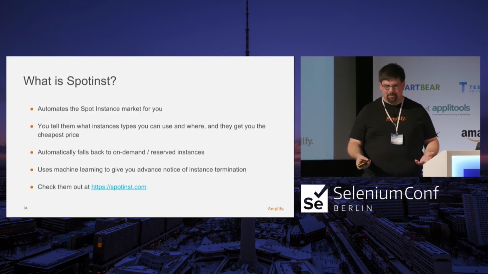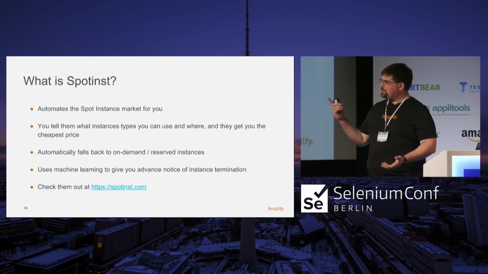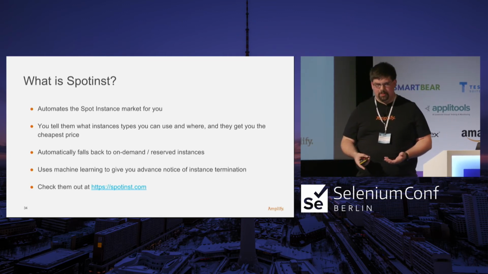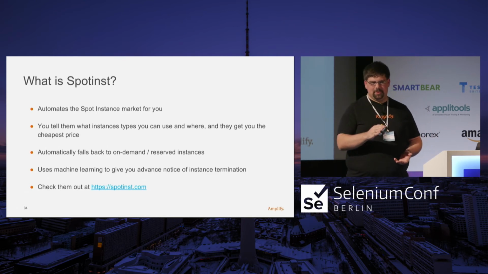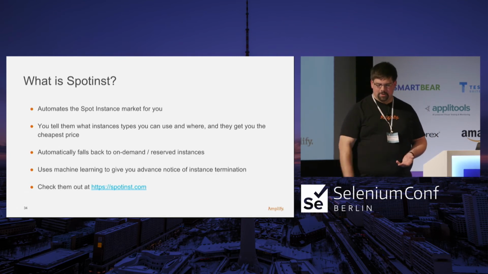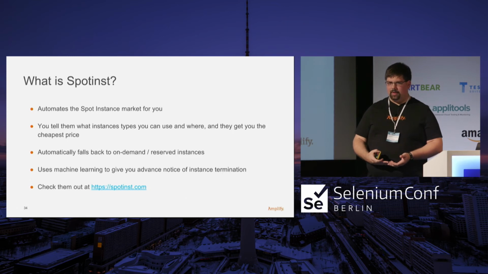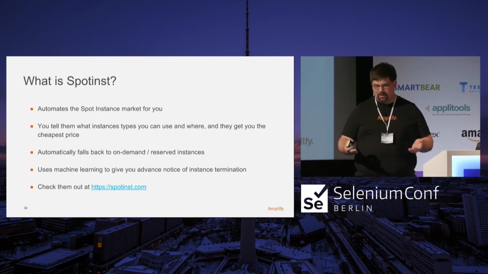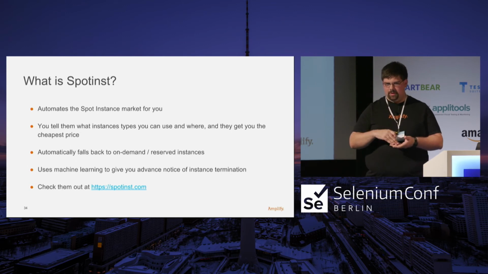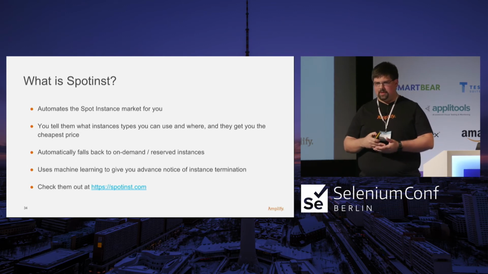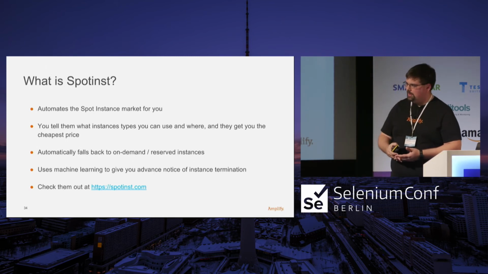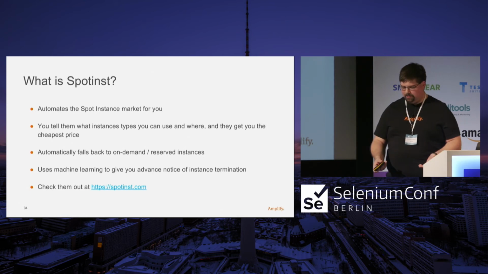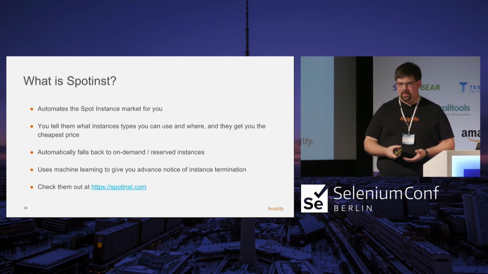So our answer was to use Spotinst. Spotinst is another vendor, and what they do is they automate the spot instance market for you. So you can go out to Spotinst, you can tell them, okay, I'm interested in C4 X large nodes. I'm interested in having them in the west coast of the US. And basically, they try and get you the cheapest price. They automate all of the bidding aspects for you. They automate a lot of the distribution. Basically, you just tell them what you want, and they get it done for you. They fall back automatically to using on-demand instances.